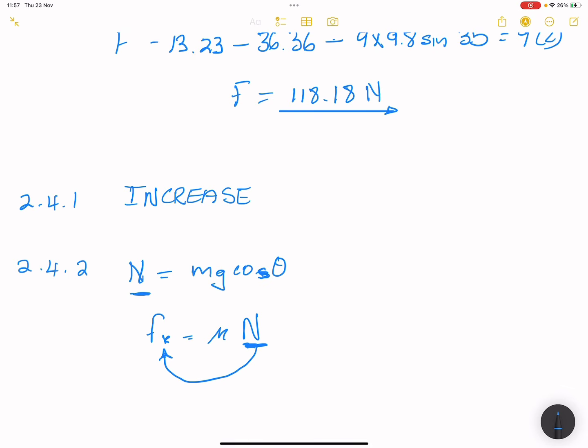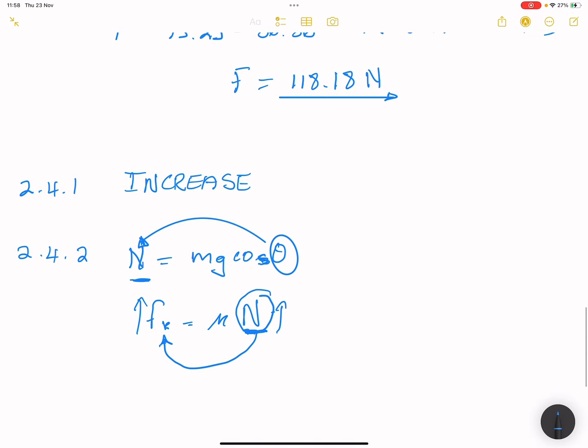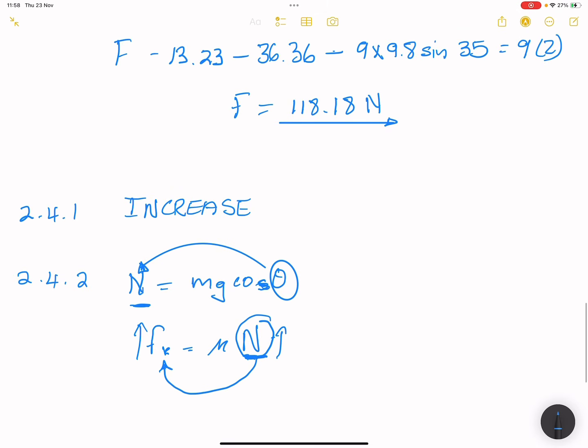Okay, I'll say this again. A decrease in the angle will increase the normal force experienced by the body, and as a result, friction is directly proportional to the normal force. So an increase in the normal force should increase the amount of friction. Okay, and that is how the cookie crumbles, as we're going to go to question 3 next.